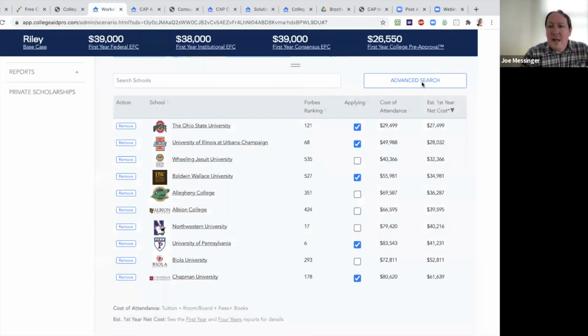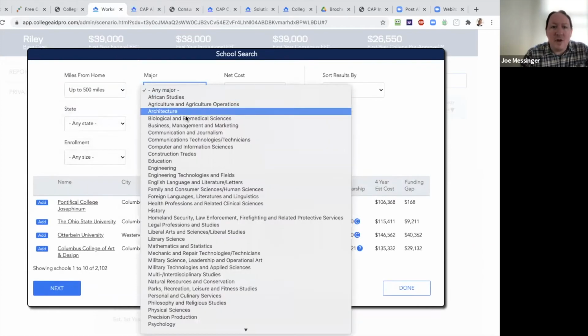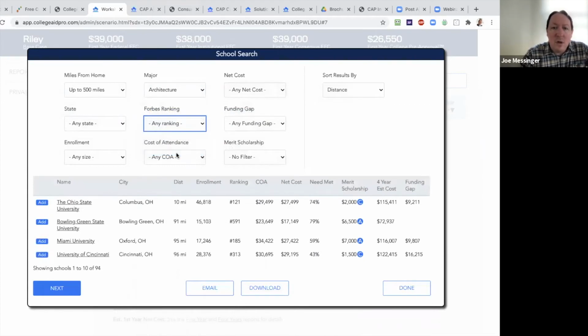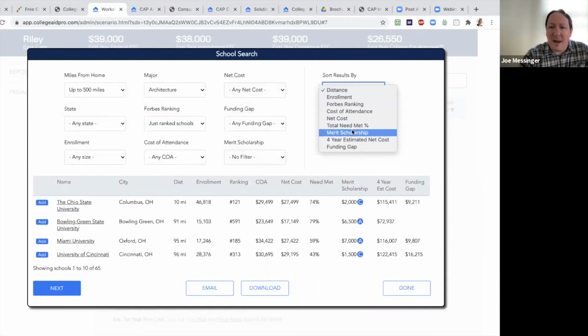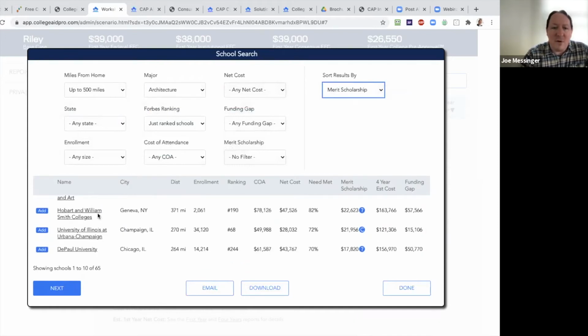More importantly, we have advanced search. Think of this as how you shop for things online. You can say, look, I just want to see schools for me, and I want to make sure they're within a day's drive, 500 miles. I want to make sure they have my major. I want to make sure it's a ranked school. And let's say I'm not a need-based financial aid candidate. I just want to see schools sorted by merit scholarships. Right. So what's going on here? We're looking at what kinds of schools within 500 miles could be great for our family that maybe we weren't thinking about.